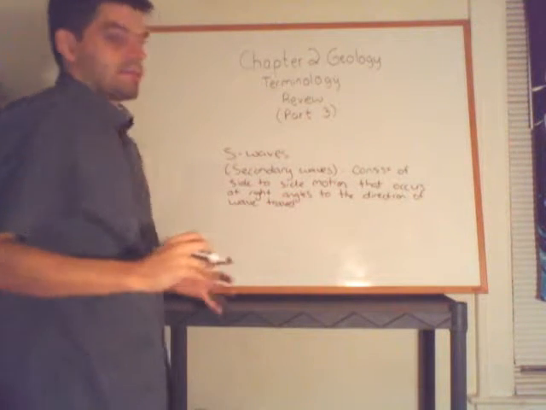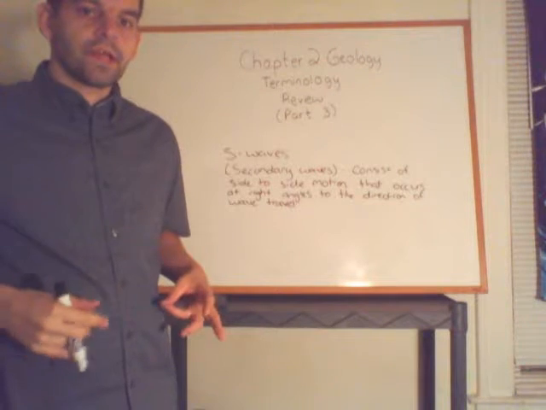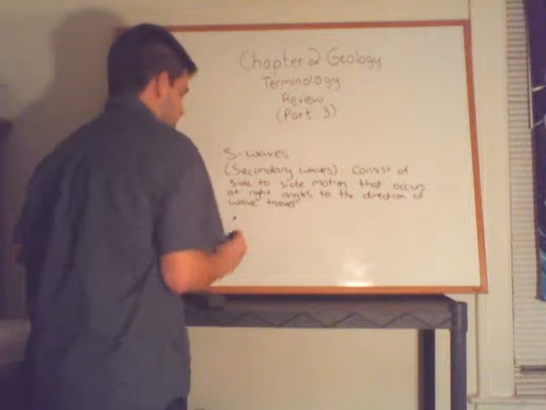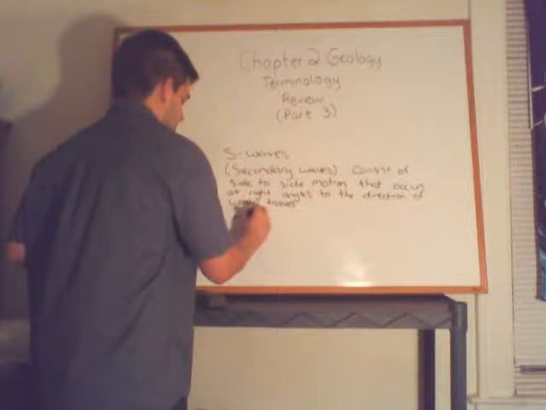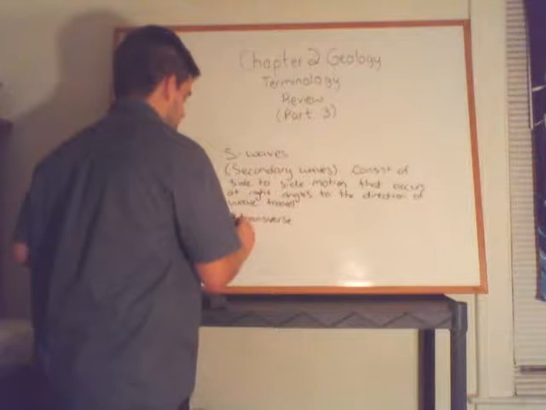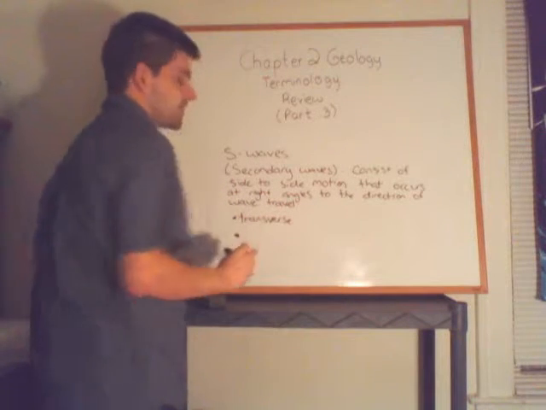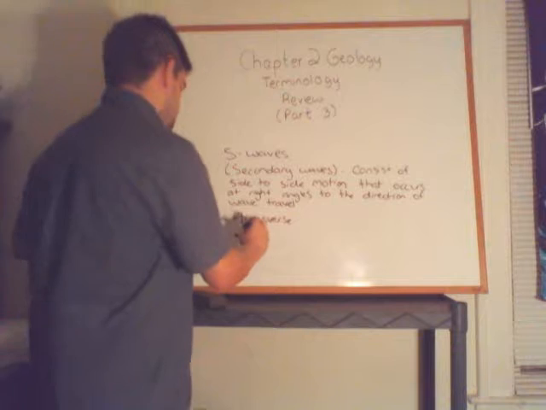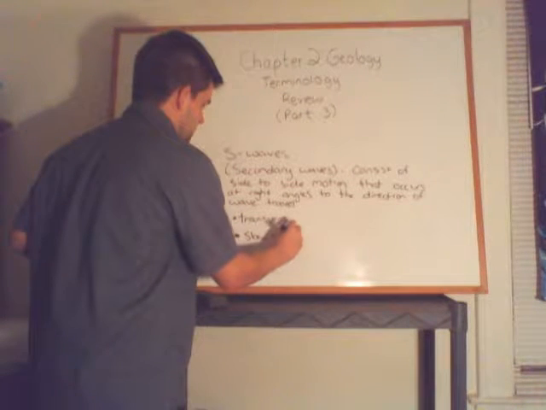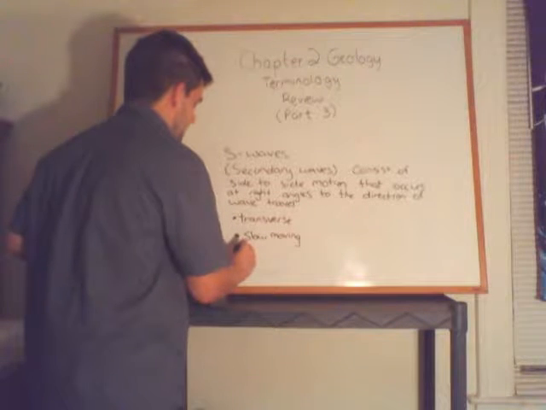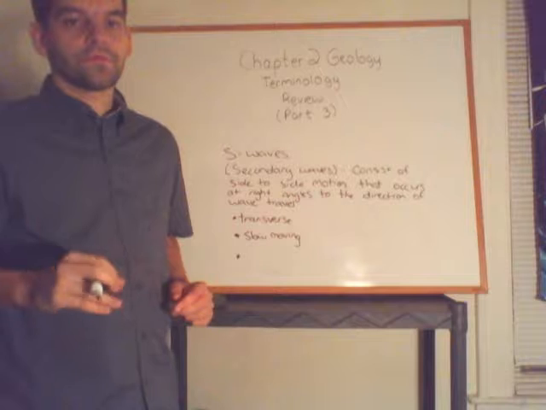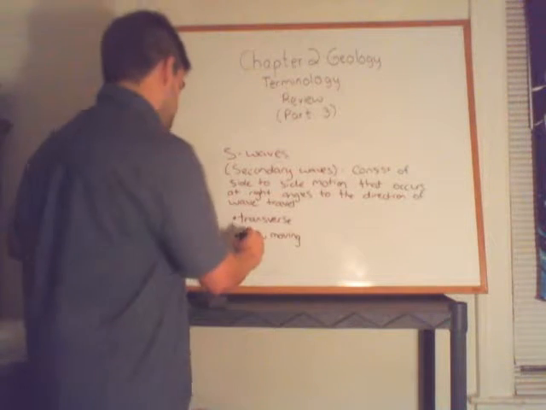Okay, now just like the last type of wave, there's three attributes of this type of wave that I really want to also hammer home. The first is that these waves are transverse. The second is that these are slow-moving waves. And again, last but definitely not least, is that these waves can only move through solid states of matter.